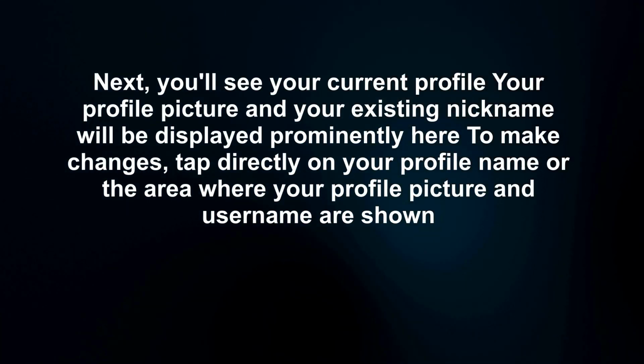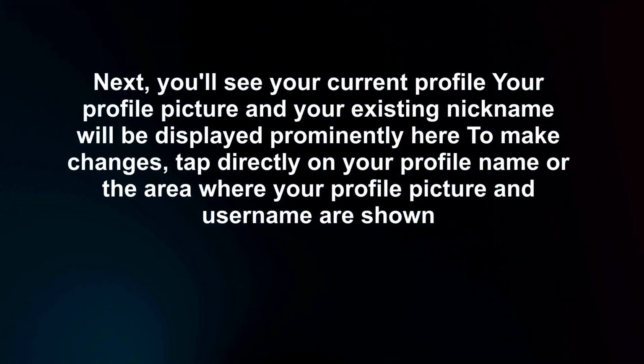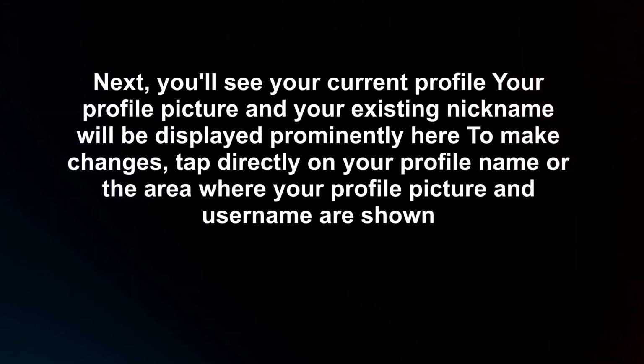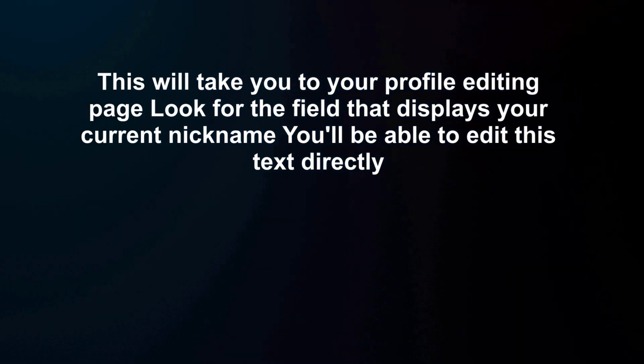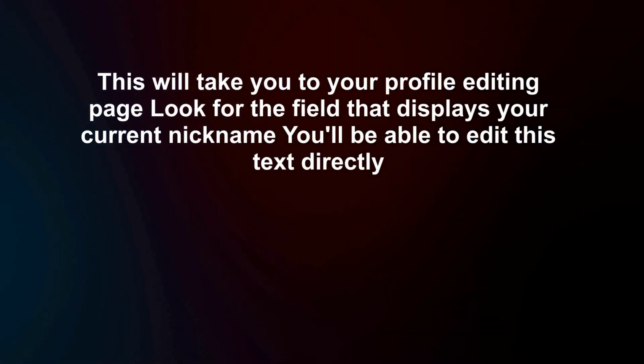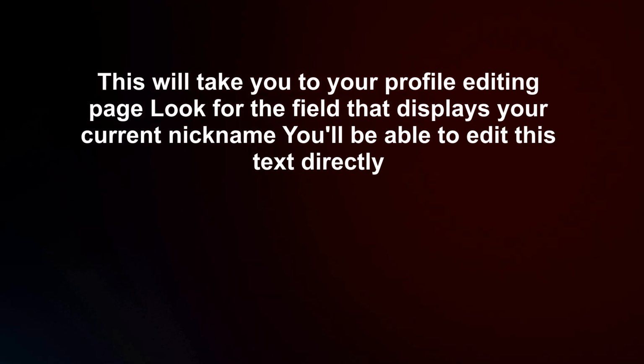To make changes, tap directly on your profile name or the area where your profile picture and username are shown. This will take you to your profile editing page. Look for the field that displays your current nickname. You'll be able to edit this text directly.